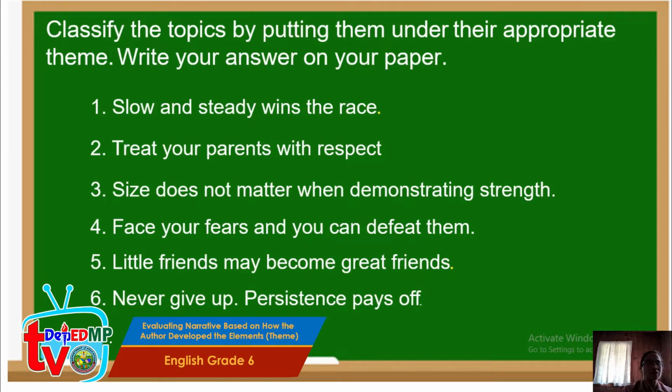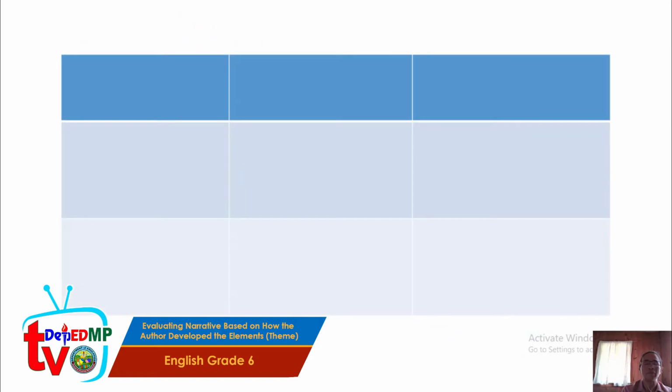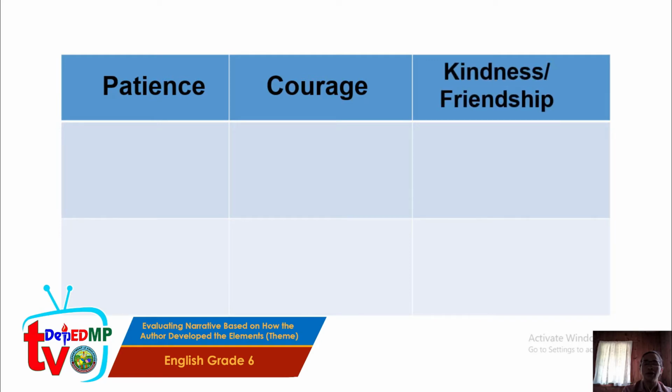We have 3 themes here: patience, courage, and kindness or friendship. Let's do number 1 as an example. Number 1 is slow and steady wins the race. Which theme is appropriate for this? Yes, patience. Slow and steady wins the race. Alright, do numbers 2 to 6.